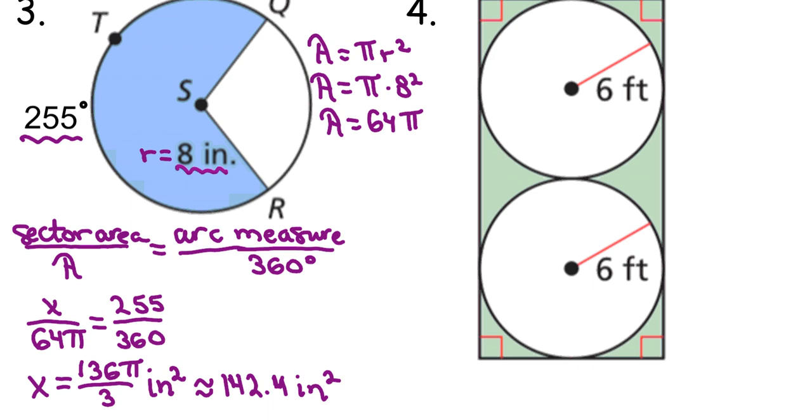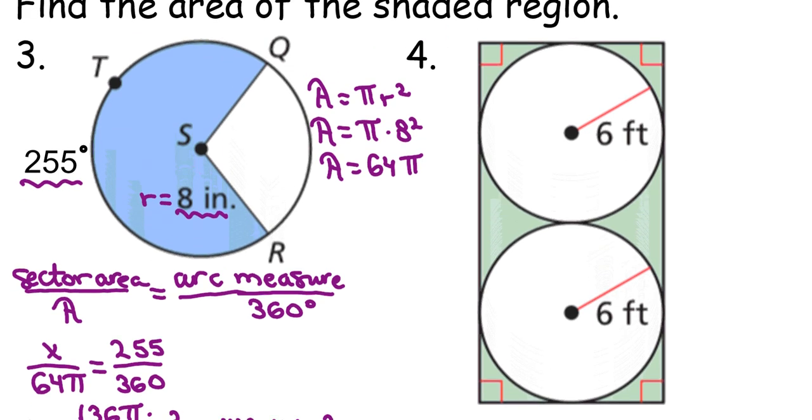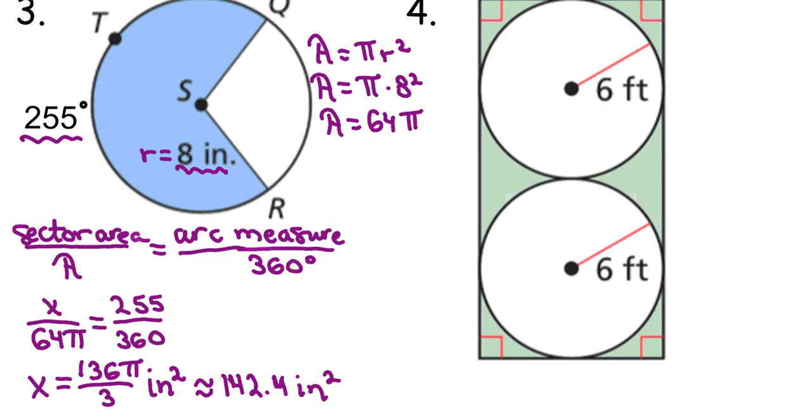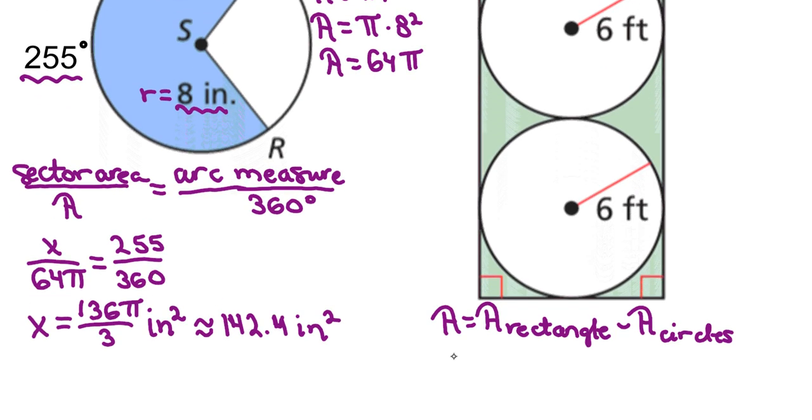Number 4 actually has us working with 2 geometric shapes to find the area inside the rectangle but outside the circle. So if I was setting this up as an area problem, I would say I'm looking for the area of the rectangle minus the area of the 2 circles. So let's get some formulas involved with this. Area of rectangle would be length times width. Area of circles, there are 2 of them, so 2 times pi r squared.